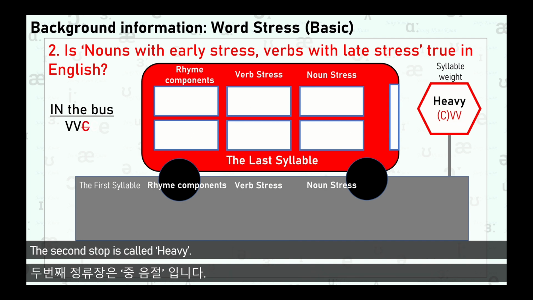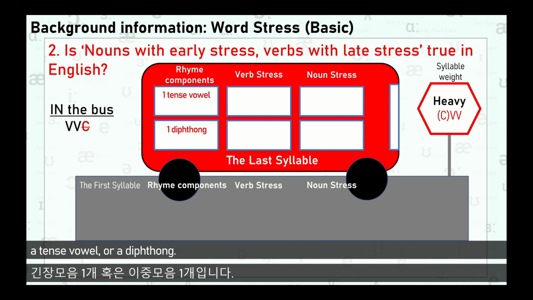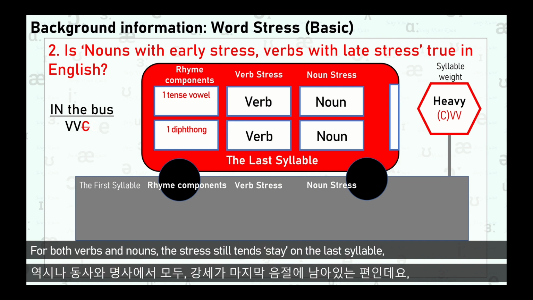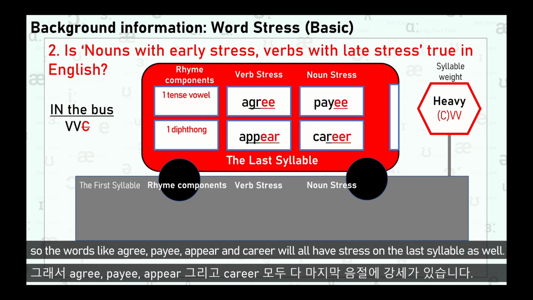The second stop is called heavy. Rhyme components of the heavy syllable can either be a tense vowel or a diphthong. For both verbs and nouns, the stress still tends to stay on the last syllable. So the words like agree, payee, appear, career will all have stress on the last syllable as well.